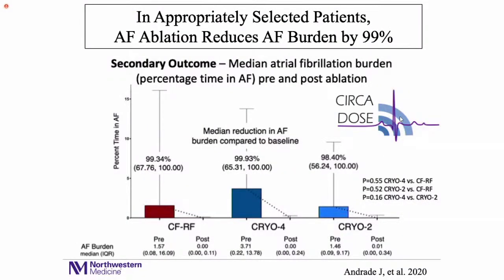Andrade published the Circuit Dose trial, which was initially a trial to look at RF versus 2 formulas of cryo, with 4-minute freezes versus 2-minute freezes. And overall, the outcomes were comparable. But what we learned from this trial, despite a success rate comparable to those other trials of about 70% at 3 years, was the striking reduction in overall AF burden. The AF burden was reduced by 99% in all these groups.